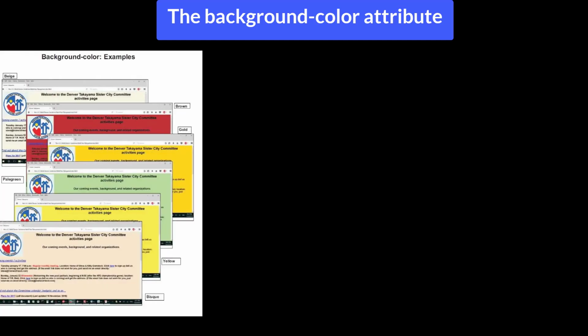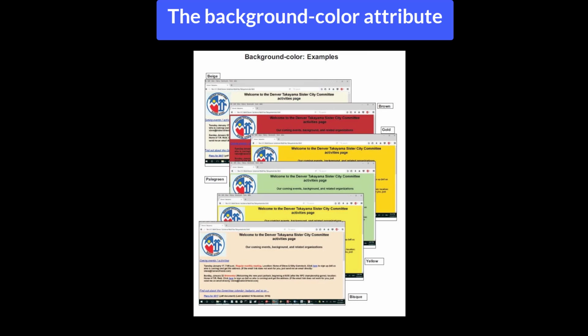So here's some examples of background-color from this list, using beige, which is okay, brown, which is really terrible looking, gold, pale green, yellow, and bisque. Of course, your choice depends on what you already have on your page and the effect you're trying to create. I thought the bisque, yellow, pale green, and beige work best for the content we have here.